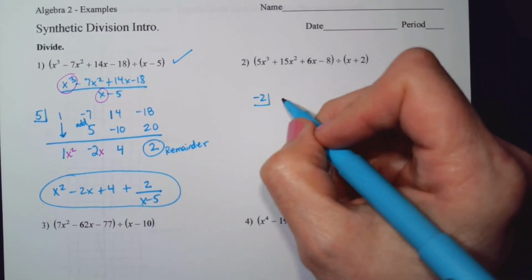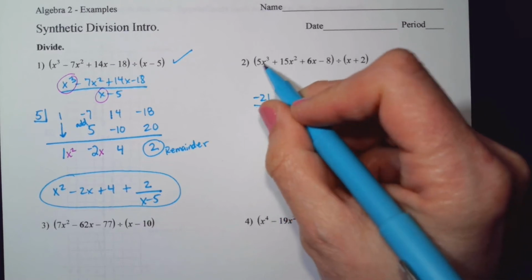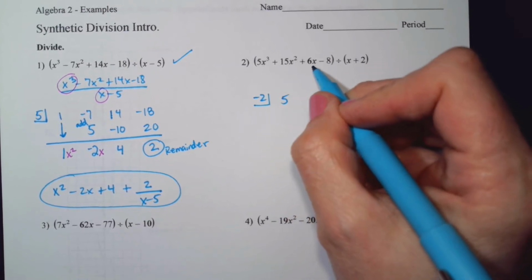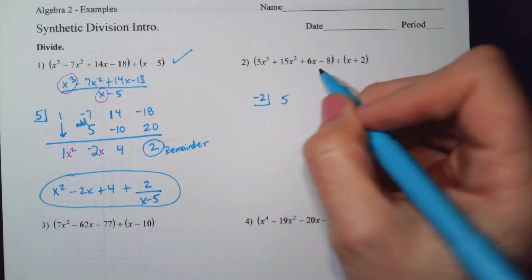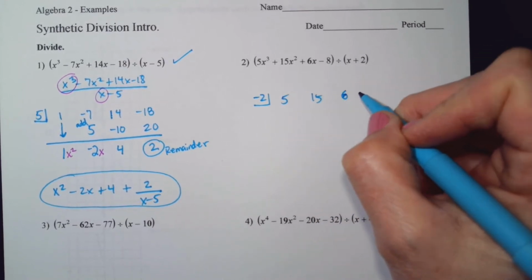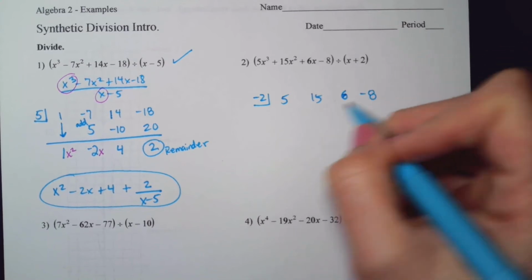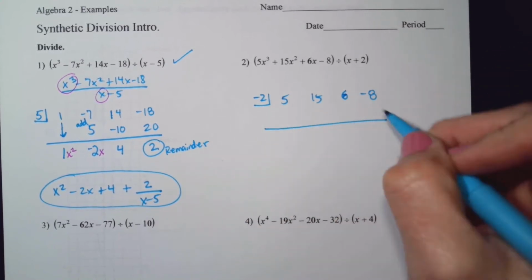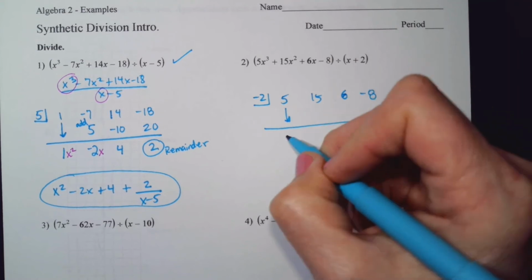And so I take 5. 5x to the third, 15x squared, 6x minus 8, nothing's missing, so 15, 6, and negative 8. Make sure you put the signs correctly. Leave a little space, draw a line. First number comes down, 5.